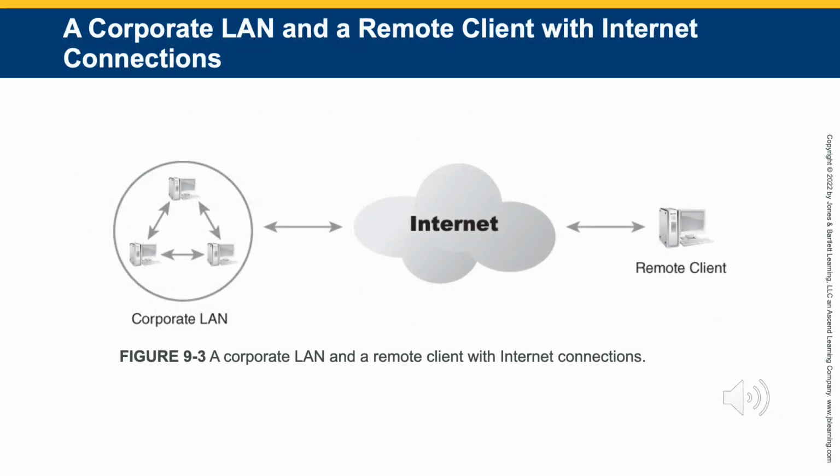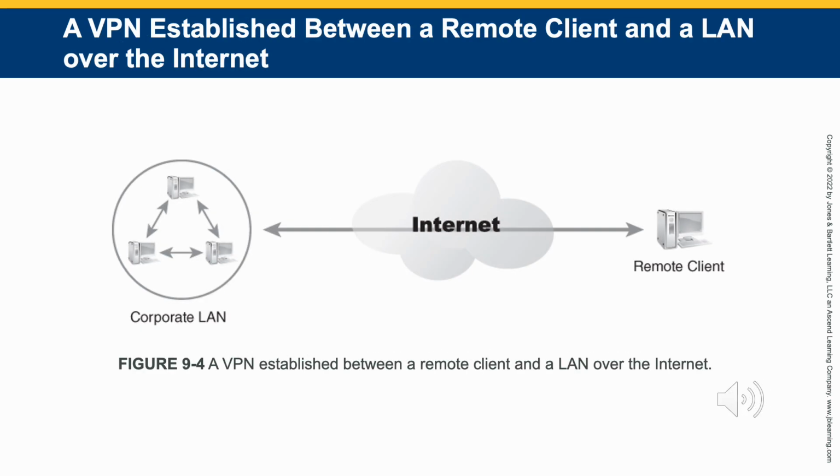Here's an example of a corporate local area network and a remote client with internet access. Both can talk to the internet independently. They don't know about each other. But eventually, the remote client will want to talk back to the corporate network. A VPN is established between the remote client and a local area network over the internet. The remote client either has a thick client that would have the configuration and connect back to the corporate network, or you'd have a web browser URL that would connect back through SSL TLS encryption back to the corporate network.